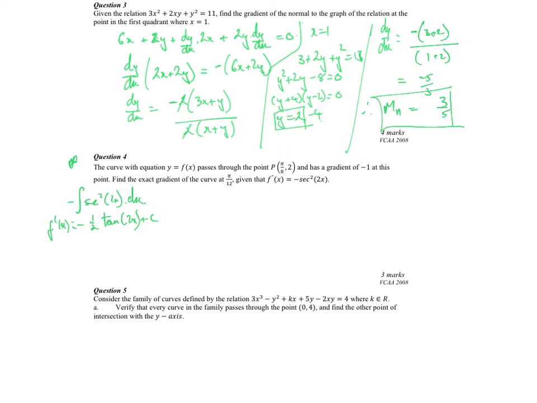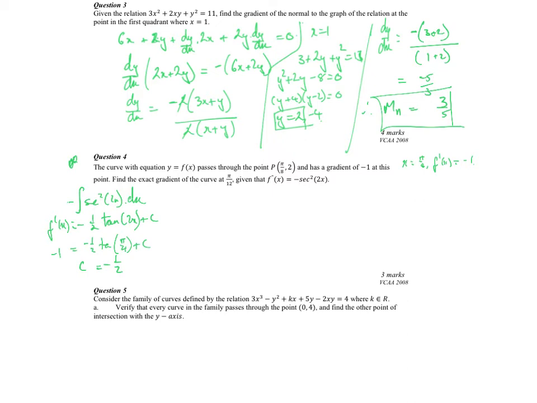So what's our point? It passes through the point and has a gradient of negative 1 at that point. So at x equal to pi on 8, f dashed of x is equal to negative 1. So if we put negative 1 is equal to negative 1/2 tan of 2 times pi on 8, which is pi on 4, plus c. Tan of pi on 4 is 1. So c will equal negative 1/2, won't it?